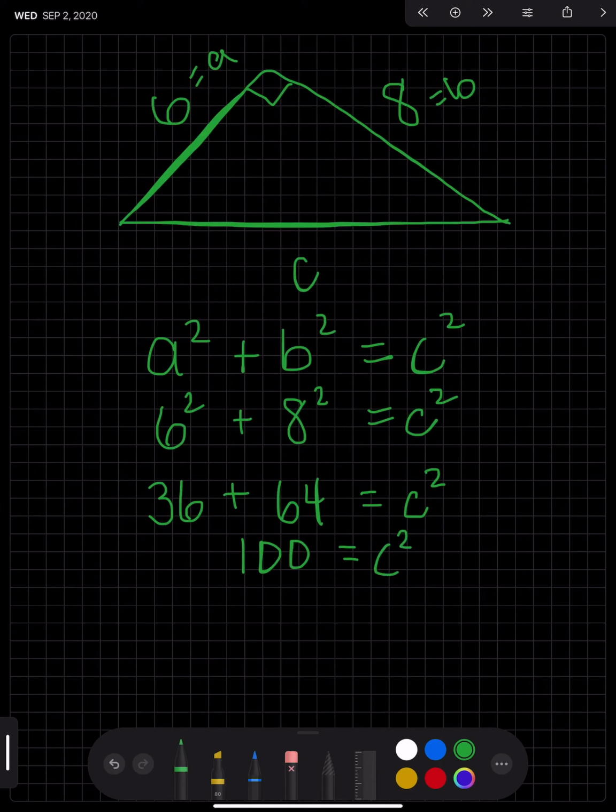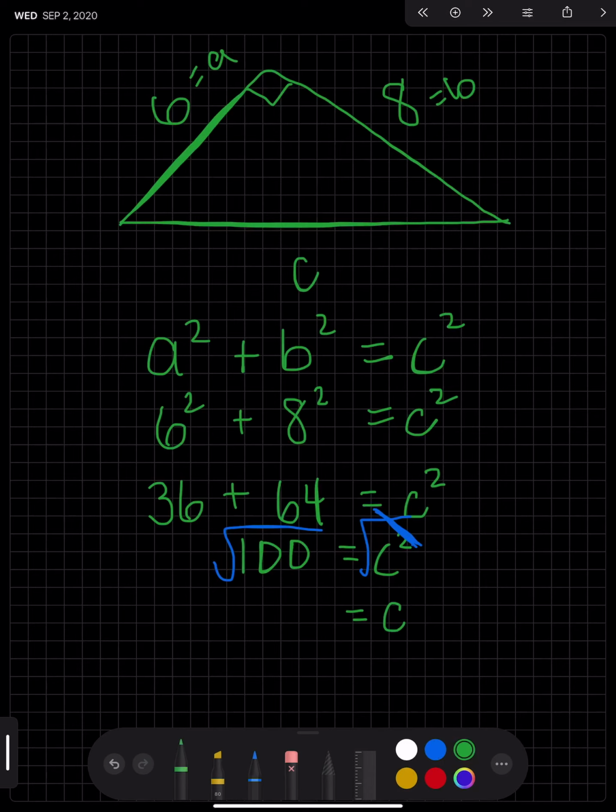All right, what I'm thinking about to get to C is what times itself gets me to 100. Now, there's an easy way to do this on a calculator, and it'll give you the exact number every time. So what we do is we take the square root of both sides. What that does is it simplifies the square out of it. So it takes out that square. I'm left with just C, as you see below.